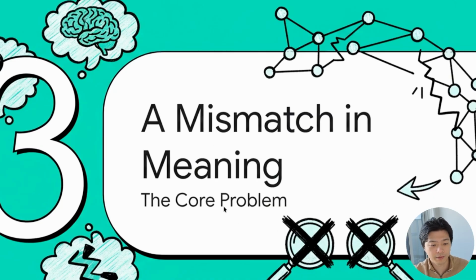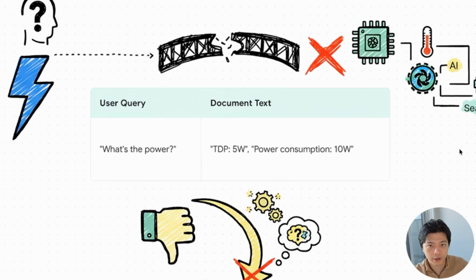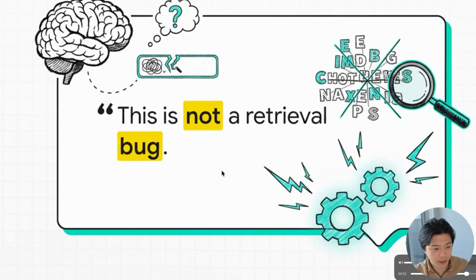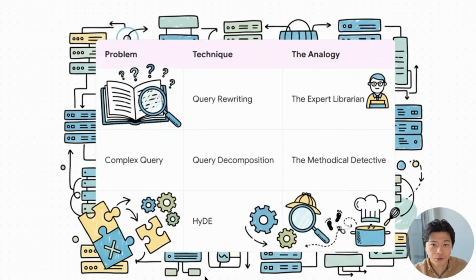Here's the core problem. Our user asks, "what's the power?" Your document says TDP 5 watts, power consumption 10 watts. Different vocabulary, same concept. The embedding model does its best, but the similarity score is low, and the right chunk doesn't surface. This is not a retrieval bug. It is a query problem, and fixing queries is cheaper and more reliable than trying to fix the retrieval after the fact. We are building 3 solutions today, each for a different bad query.